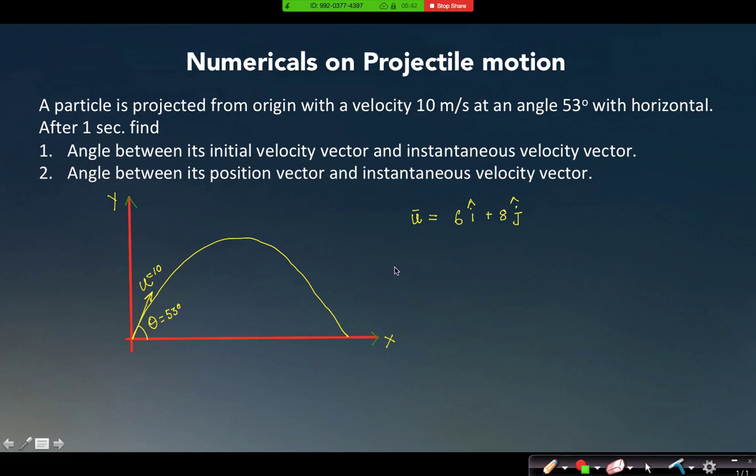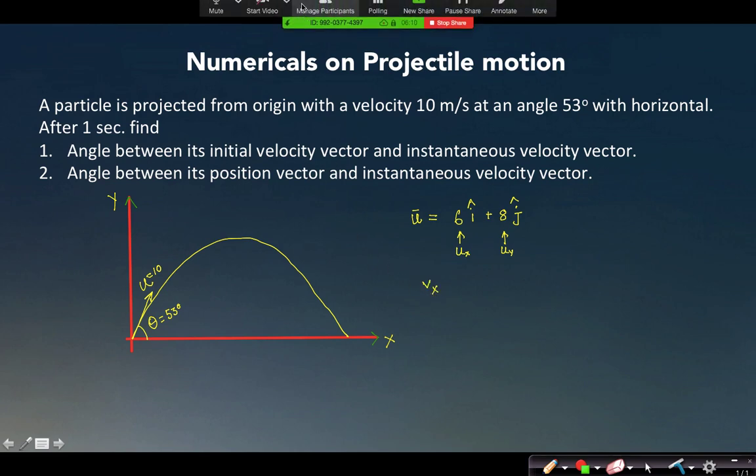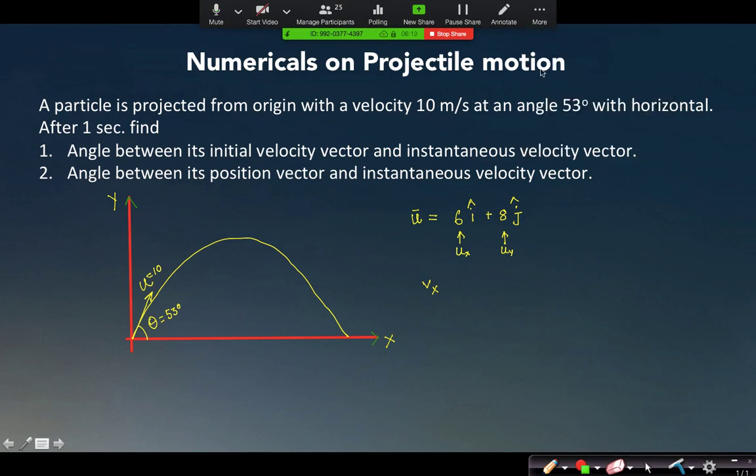Good. Now, after 1 second of time, can you see that initially this is my ux and this is my uy? Can you understand this part? This is my ux and this is my uy. Can you tell me what is vx after 1 second? What will be vx? It will remain the same.